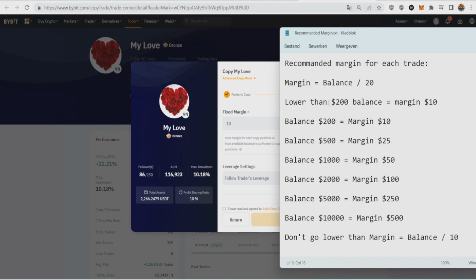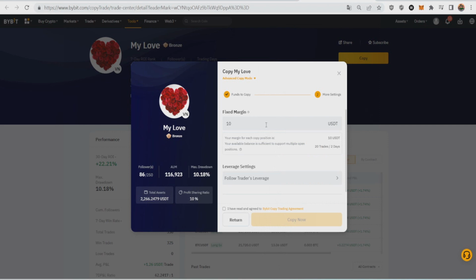If your balance is lower than 200, just pick a trader which has margin of $10 and keep it at $10 until you reach more than $200. Also, some traders have a minimum margin of $20, then don't go in with only $100. So never go lower than the margin is the balance divided by 10. So if you're joining a master trader with a minimum margin of $20, be sure you have at least $200. Otherwise, the gains will be really low. So we filled in our fixed margin.